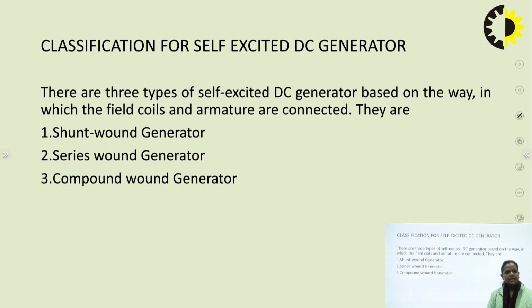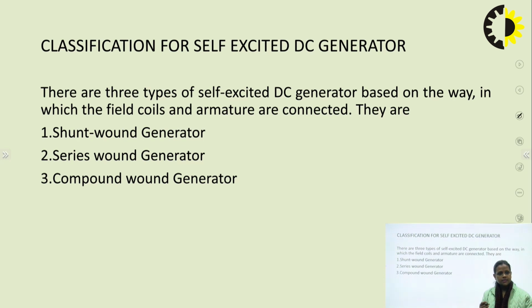Now coming to the classification of self-excited DC generator. There are three types of self-excited DC generator, based on the way in which the field coils are connected to the armature. How we are connecting this field winding to the armature matters, because this is self-excited: the field winding gets the excitation current from the generator itself.